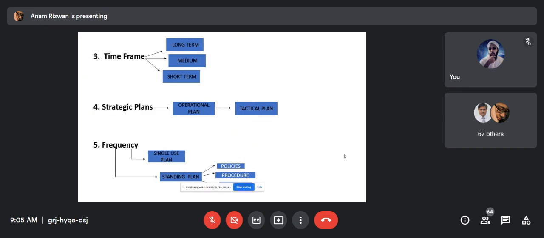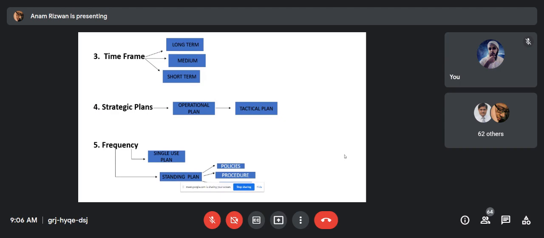So, if I give an example, my long term goal will be financial stability. My medium term goal will be to perform well during my semesters, and my short term goal, before enrolling into this MBA program, was to get into this MBA program. So this is how we can explain our plans in an organization.